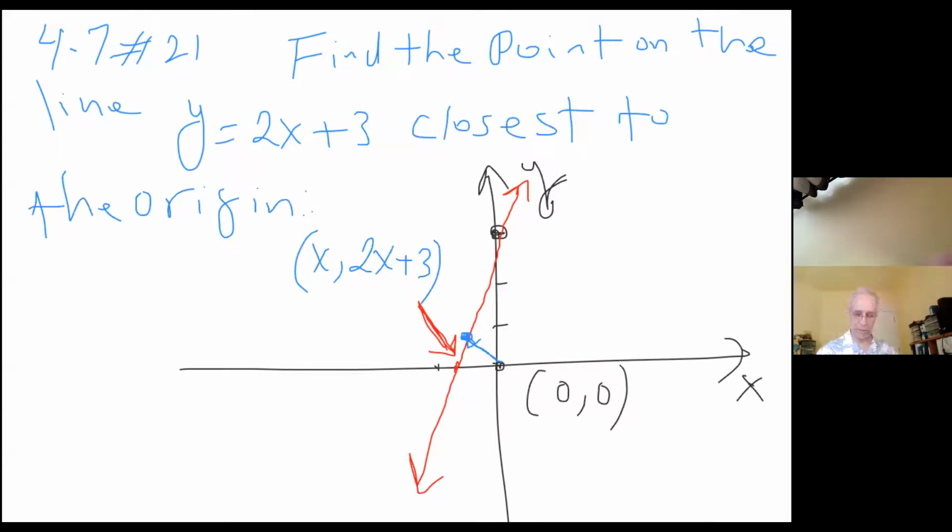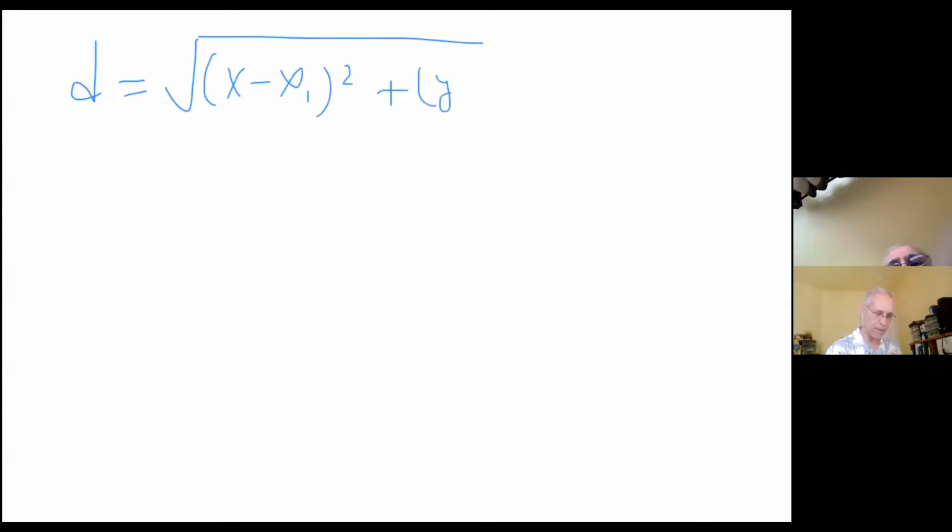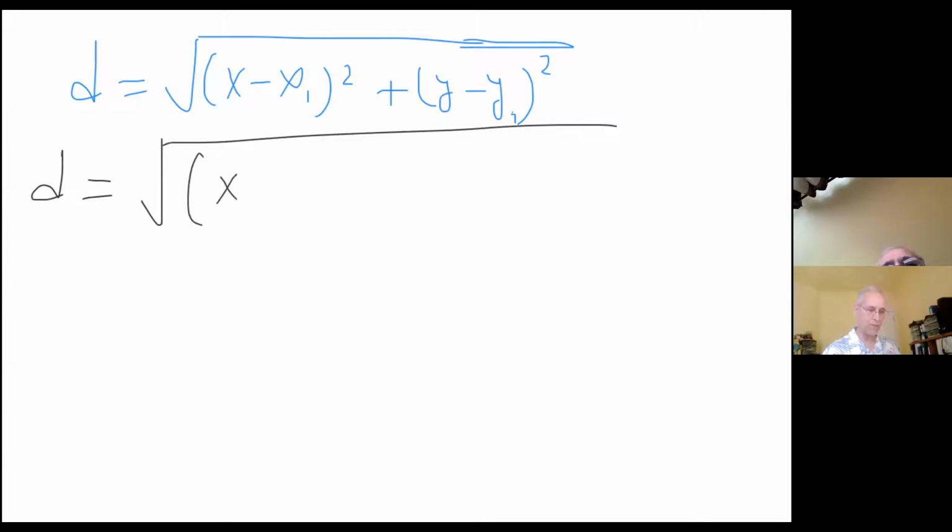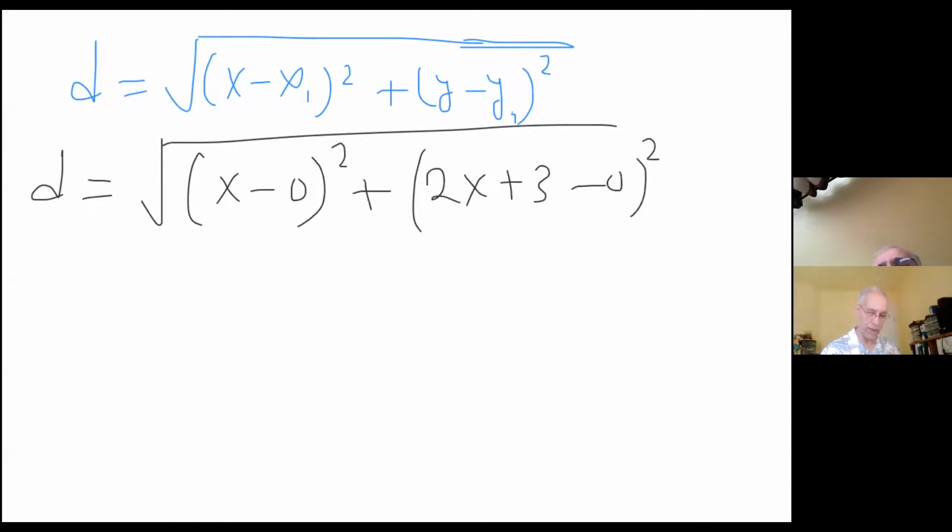Okay, so going to the next page, we know that distance equals the square root of x minus x1 quantity squared plus y minus y1 quantity squared. We learned that in pre-calculus. Okay, so let's plug in numbers. x minus my x1 is 0, quantity squared, plus y, and we said y was 2x plus 3, minus 0, quantity squared.